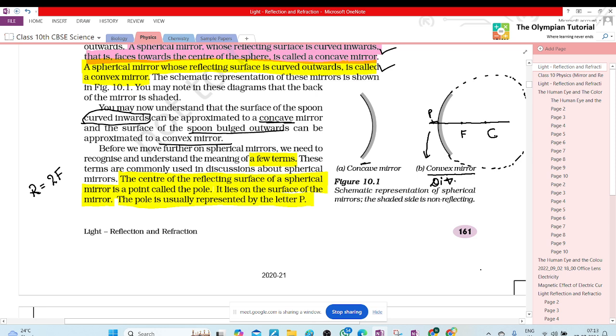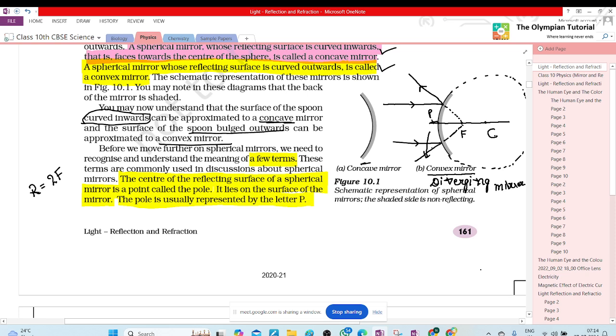Convex mirror is also known as diverging mirror. Why diverging mirror? Because it diverges the light rays. How? It will strike the surface and go like this. It will appear that it is going towards the focus.